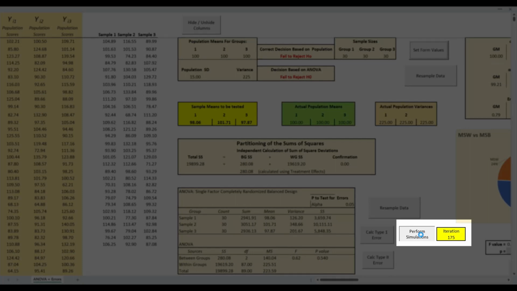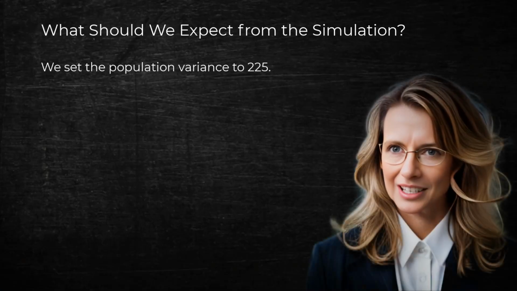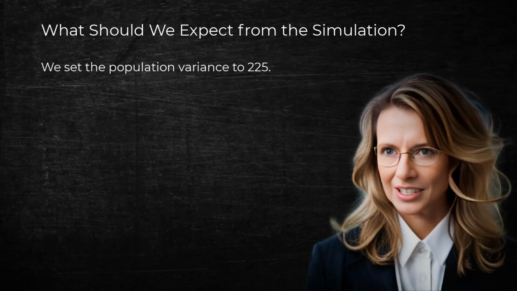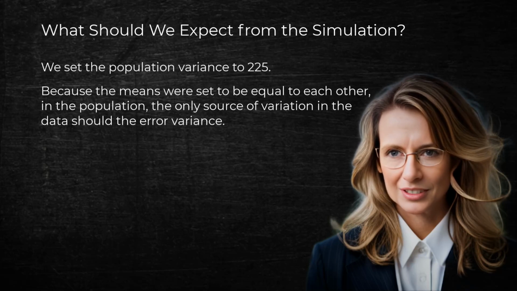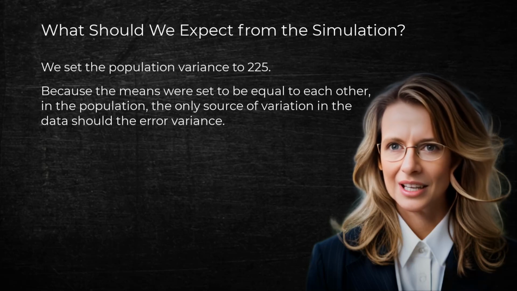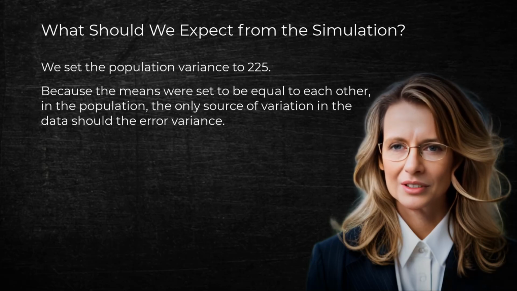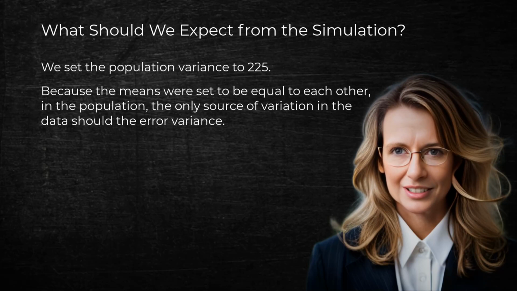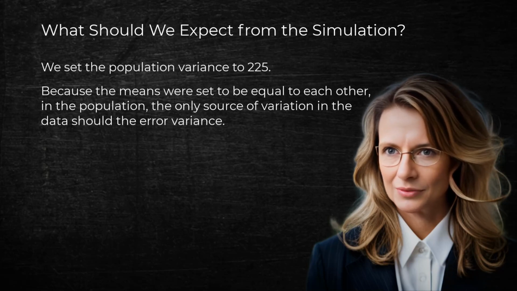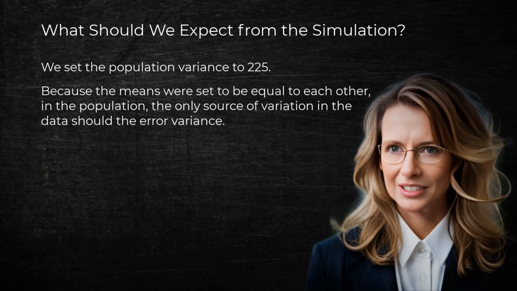While it is running, let's discuss what we might expect to see. We have set the population variance for all the groups to 225. Because we set the population means to be equal to each other, in the population, the only source of variation in the data should be this error variance. Just as the means of the samples are estimates of the population means, the variation in each of the samples is an estimate of the population variance.